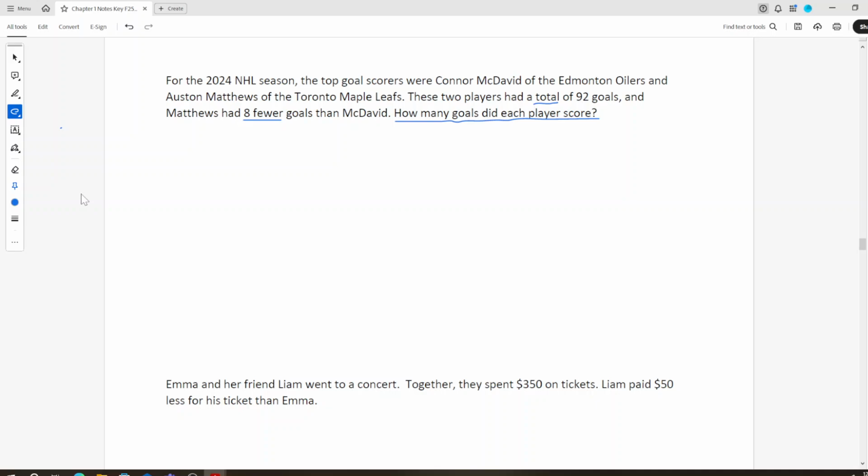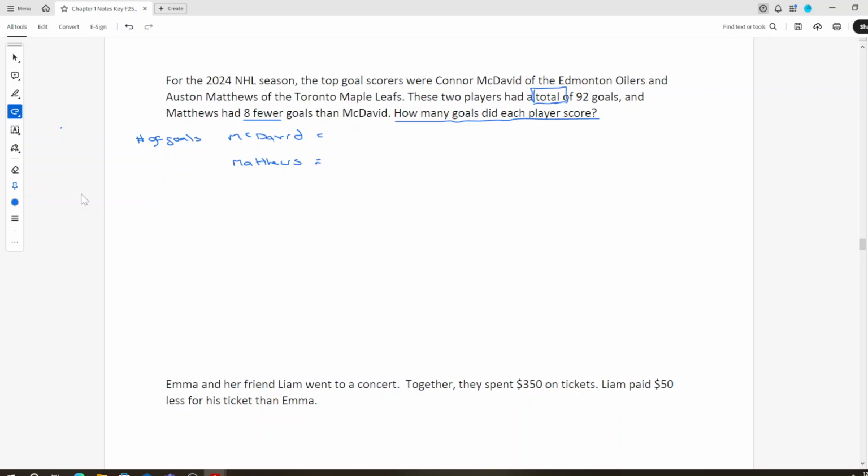So in step 1, I've read the question. I've identified this as one of those total word problems. And then I know that the two things I'm solving for are the number of goals by McDavid and Matthews. This used to be a baseball example, but I have a really big hockey kid. So I was like, I should make it hockey.